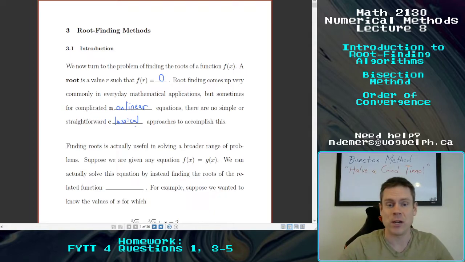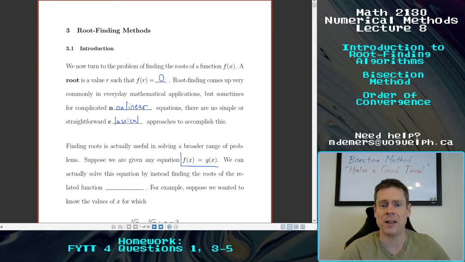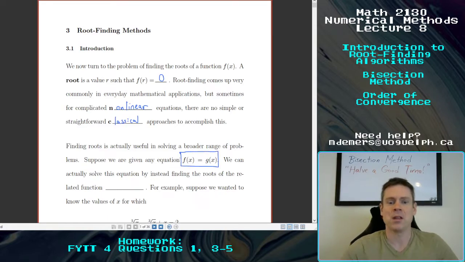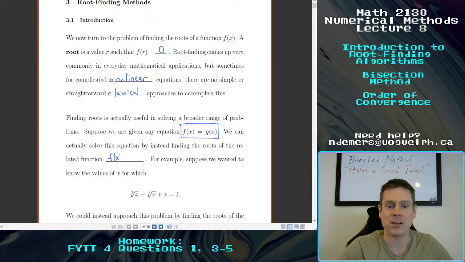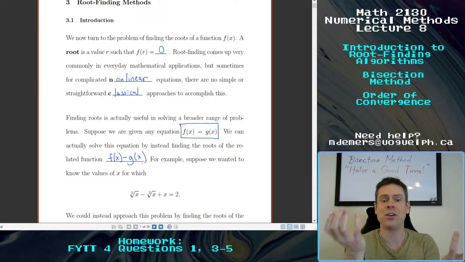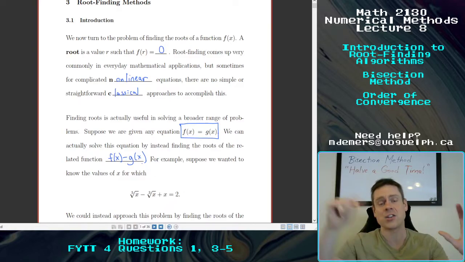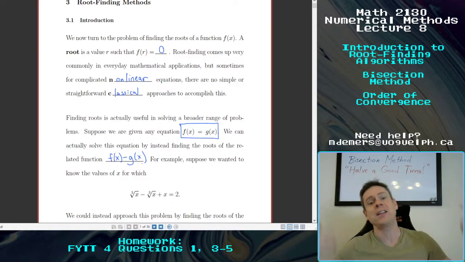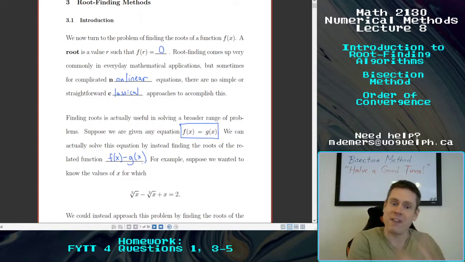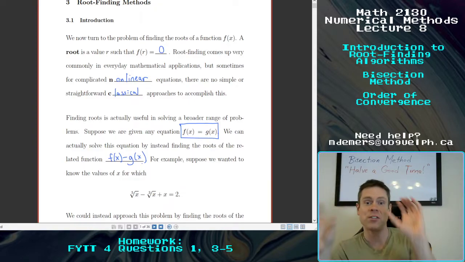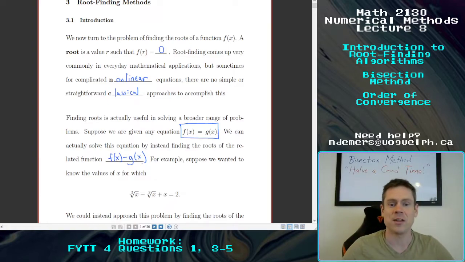Suppose you're given any equation, and that equation has a function on each side. So f of x on the left, g of x on the right. We can actually solve that equation by instead finding the roots of the related function f of x minus g of x. That is itself a new function, the subtraction of the two, where that subtraction is equal to 0. Those are exactly the x values that will solve the original equation. The roots of f minus g are the solutions to f equals g, and that should make some sense.